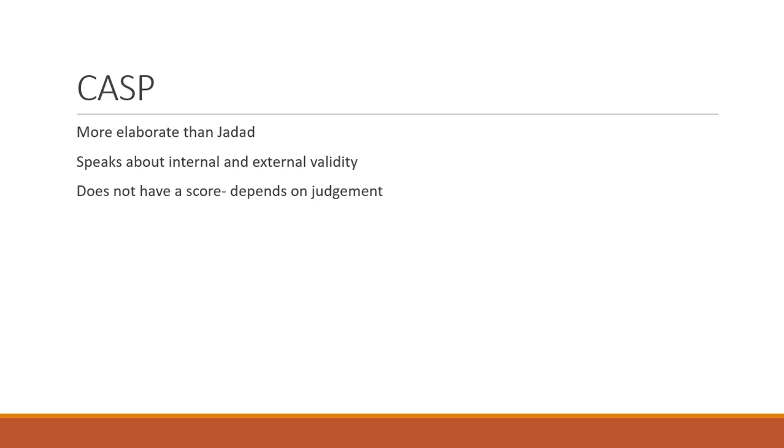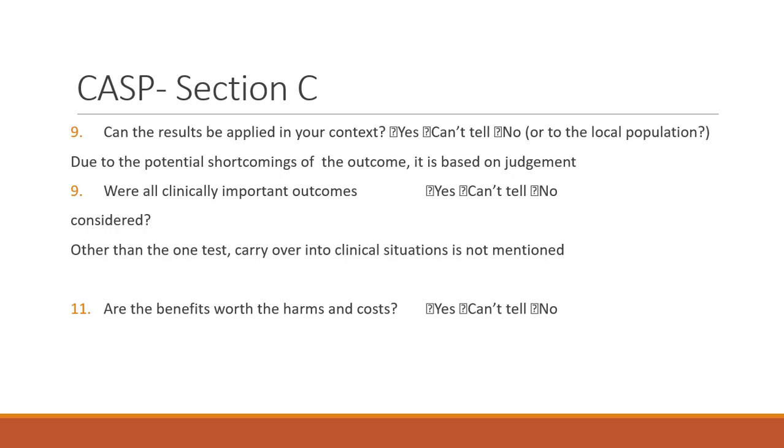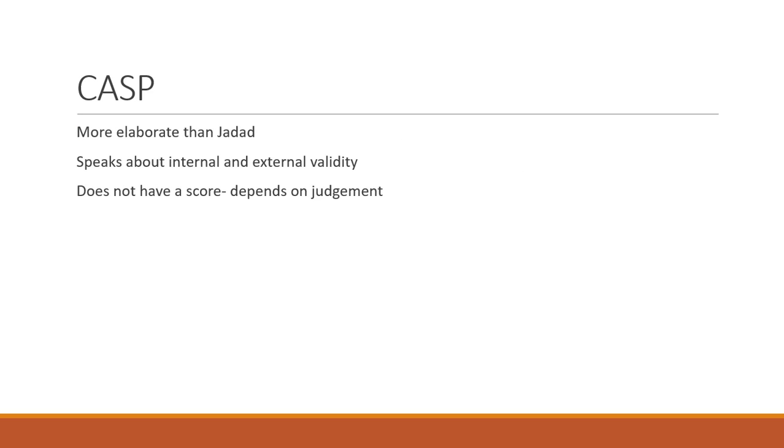Because as we saw, can the results be applied in your context? No. So then you would say, oh, maybe it works in Turin, but it definitely doesn't work for the nursing education at large. So what does CASP do? What does JADAD do? JADAD talks about blinding and randomization. It talks about allocation bias. Whereas CASP is talking about internal and external validity, statistical validity, everything.